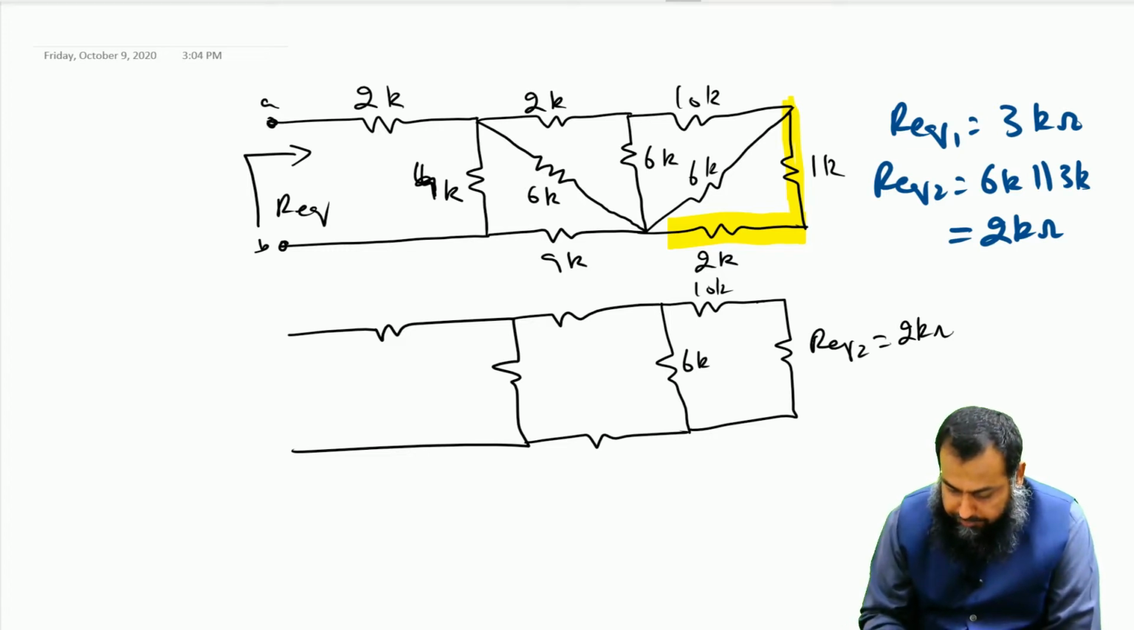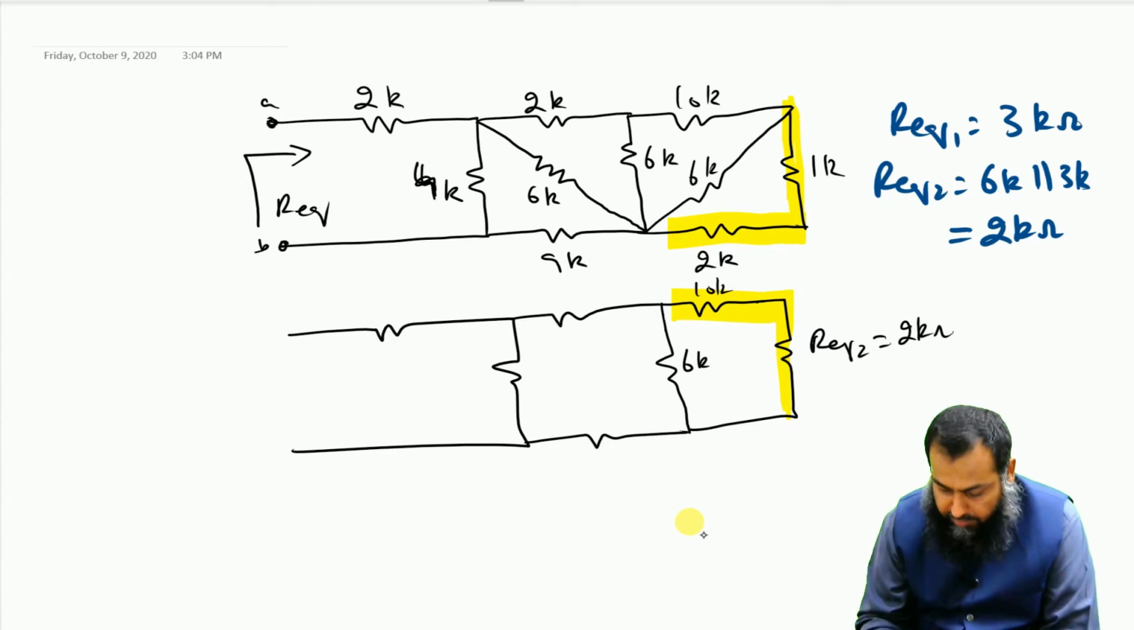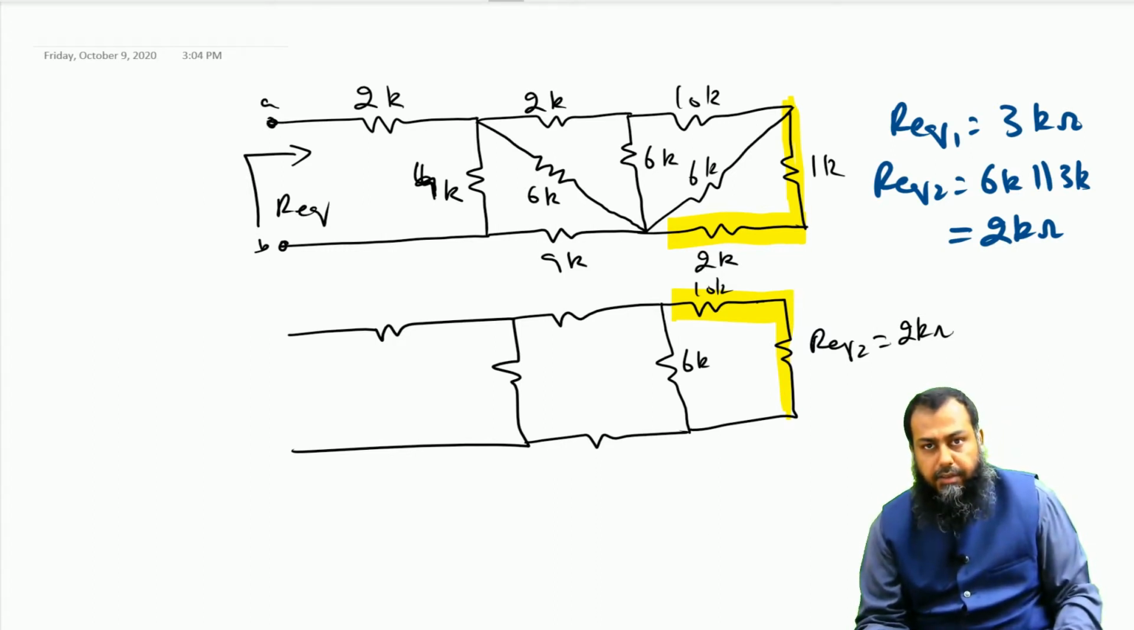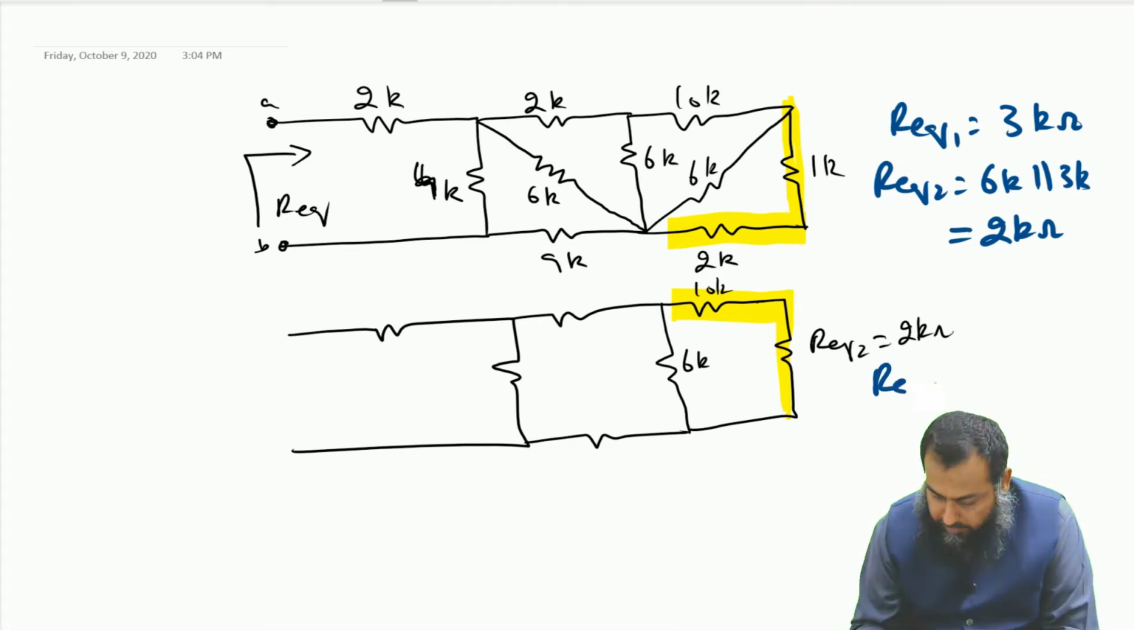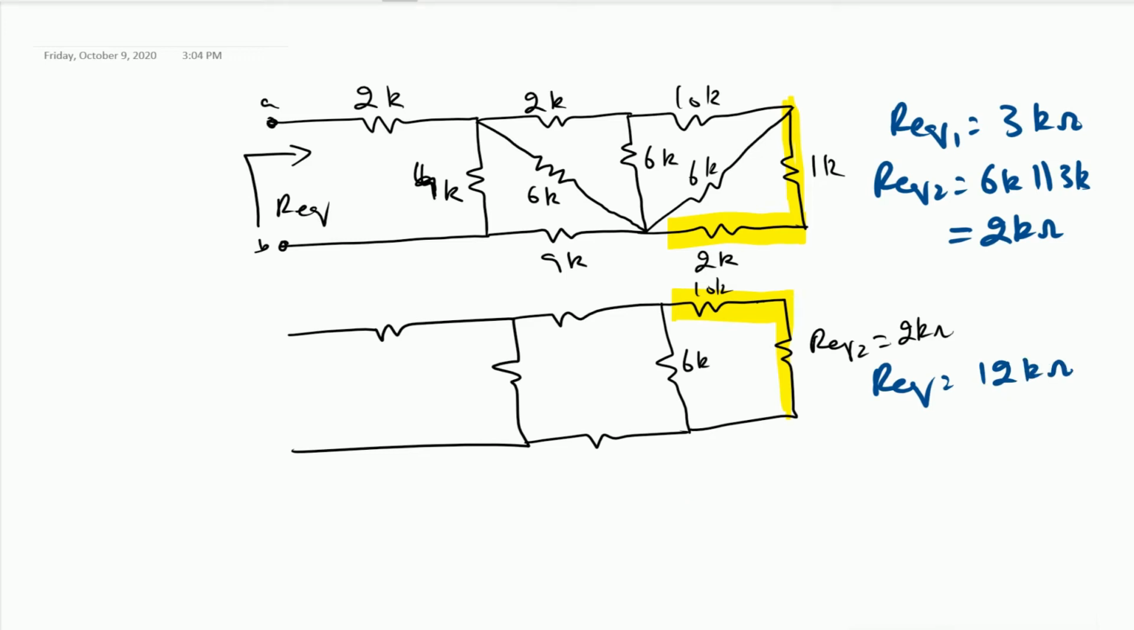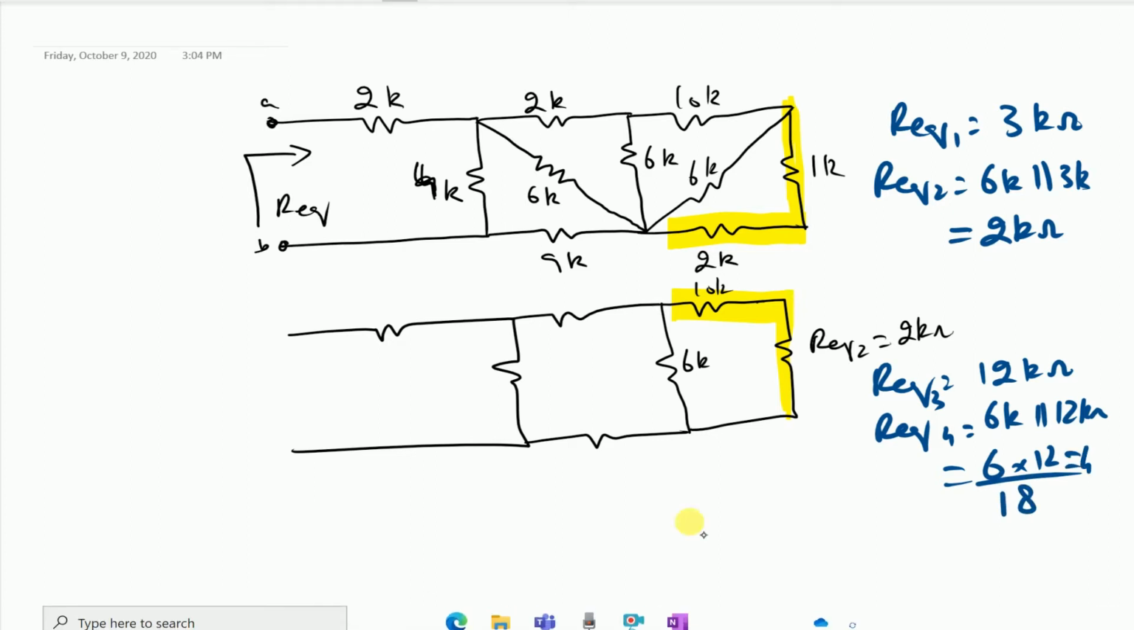Now this resistance and this resistance are in series, so they can be added together, and their series combination comes in parallel with the 6 kilo ohm resistance. So my third R equivalent is 12 kilo ohm, and R equivalent number 4 is this 6k in parallel with this 12 kilo ohm resistance. That is 6 into 12 divided by 18, which is equal to 4 kilo ohm.